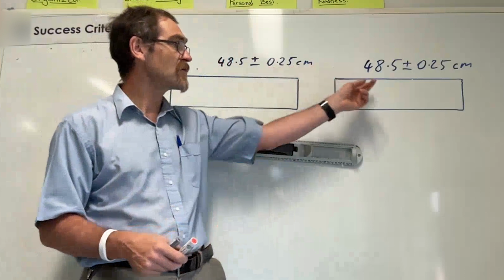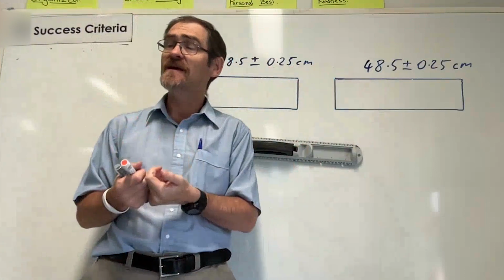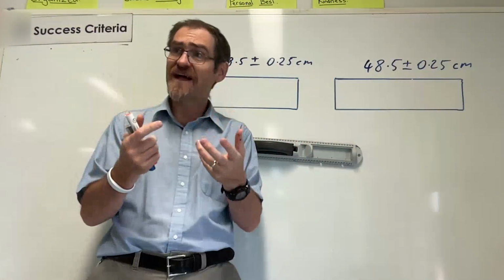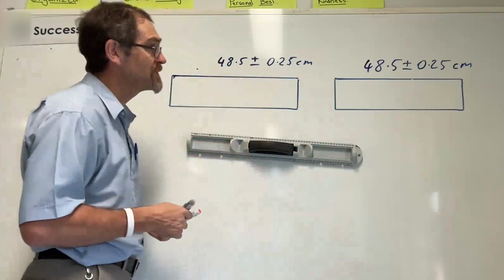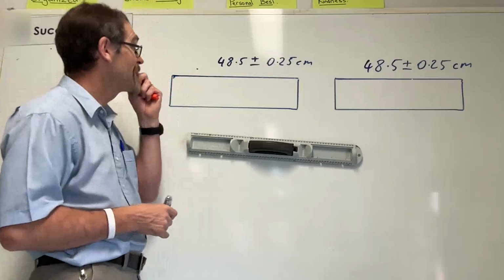For addition of uncertainty, we add the raw values of the absolute uncertainty. So we add them together, 48.5 and 48.5.